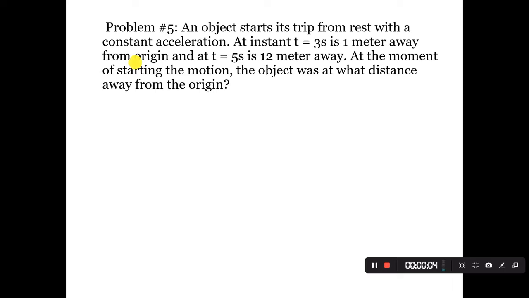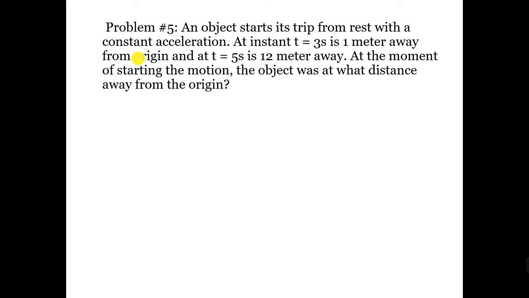Let us solve this next problem. Problem number 5. An object starts its trip from rest with a constant acceleration. At time t equals 3 seconds, it is 1 meter away from the origin, and at time t equals 5 seconds, it is 12 meters away. At the moment of starting the motion, the object was at what distance away from the origin?